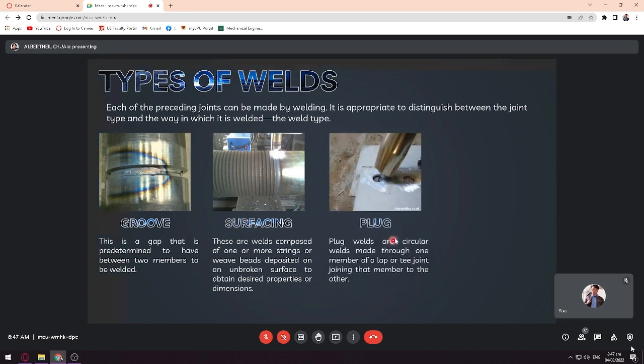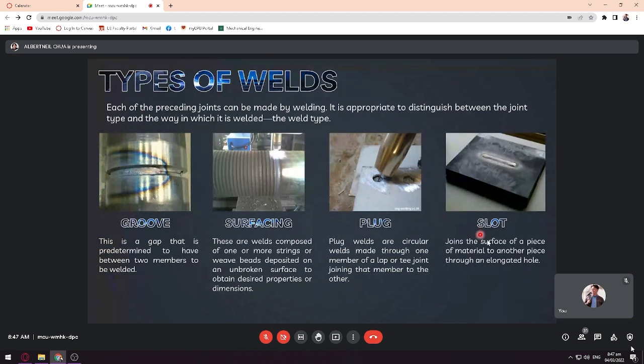The plug weld naman, may mga butas siya. And then yung butas na yun, i-weld natin siya doon sa another metal natin. Usually ginagamit to sa overlapping joints. Yung plug weld. The last one would be the slot weld. Slot weld, wini-weld natin siya kapag meron tayong elongated hole doon sa two pieces of metal natin. So katulad nito, meron siyang hole and then from there, doon natin siya i-weld.